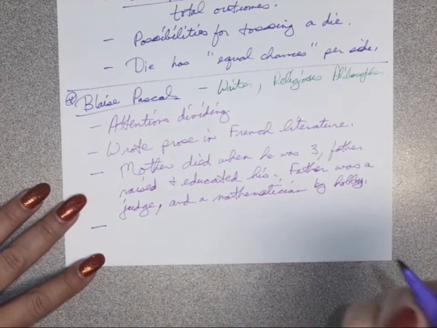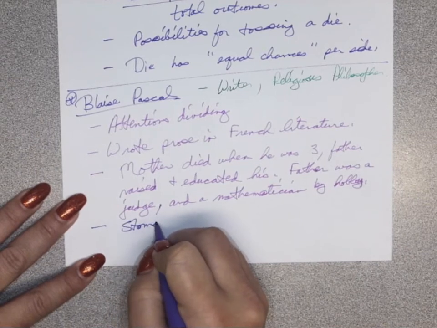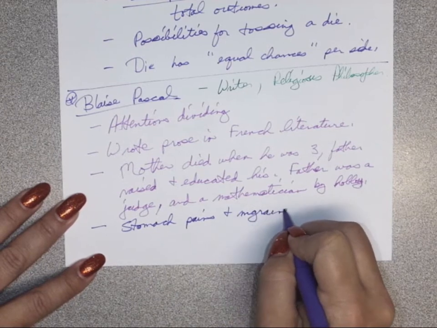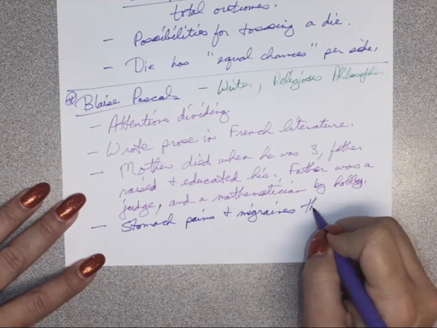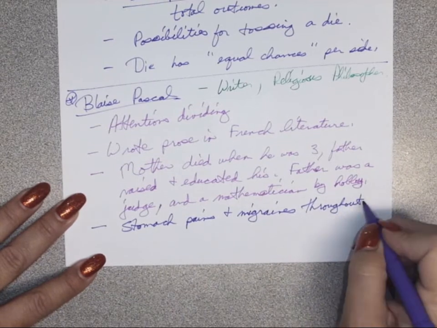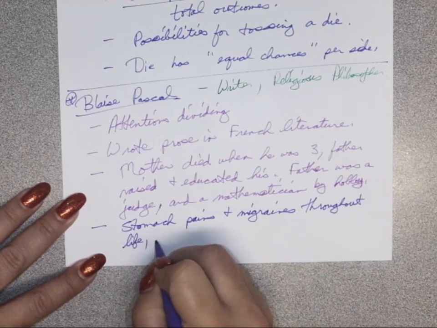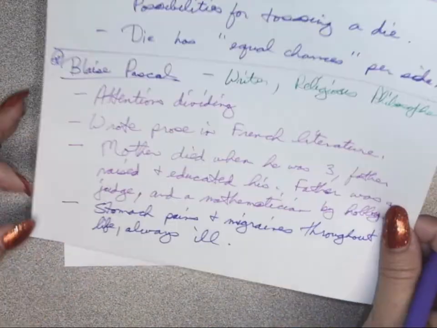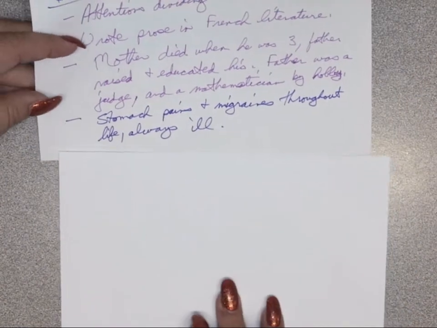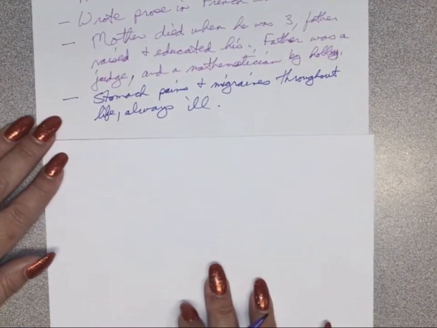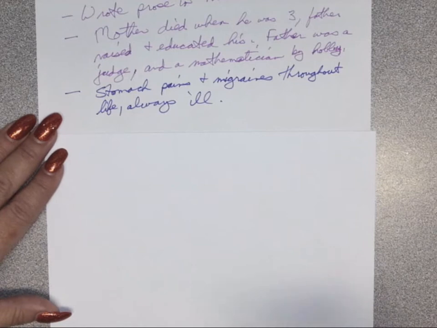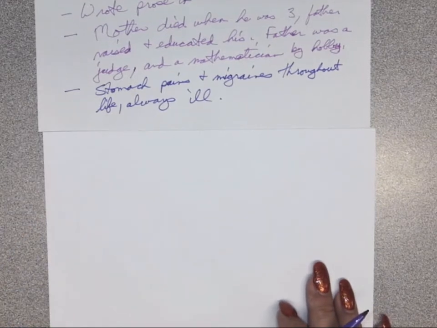The problem with Blaise is that he has stomach pains his entire life and migraines throughout his life. So he's always ill, always ill. And I started to say frail. He's frail his entire life. So one of the theories is that maybe his dad didn't want him to study mathematics because he was worried that it would consume him and that he wouldn't have energy for other things. That's one of the theories. I don't know if that's true. Okay, we know for sure, though, that he was sick most of his life.